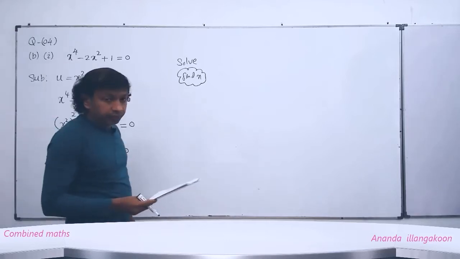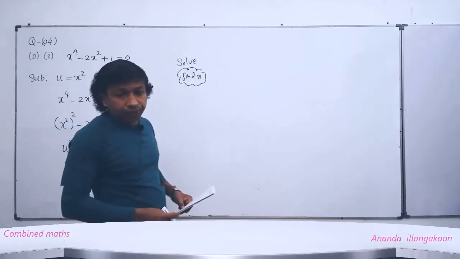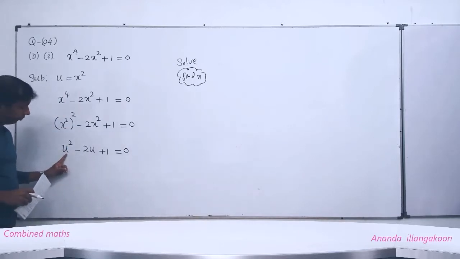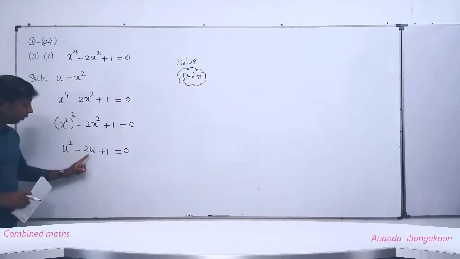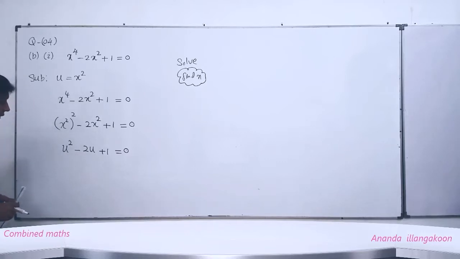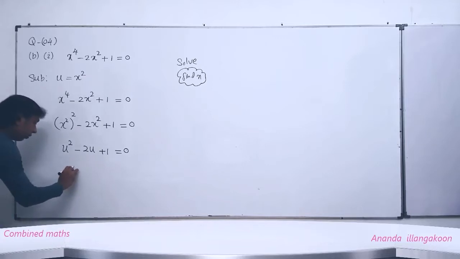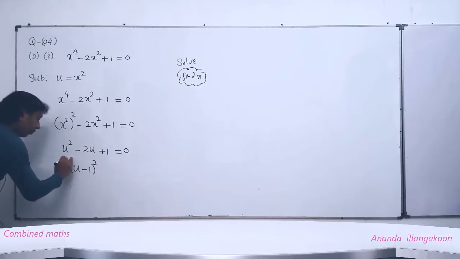Now you can see here, you get a quadratic equation in simple u. How to find its roots? You can very clearly understand. When I try to factorize this, this is nothing but u minus 1 perfect square, equals 0.